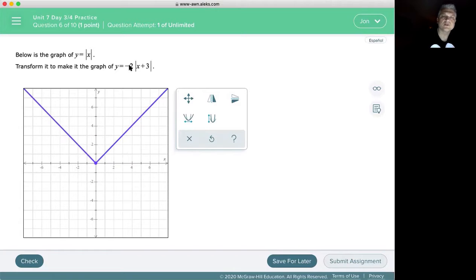All right, so what are we going to do here? PEMDAS, inside of the grouping symbol. These absolute value brackets are your grouping symbol. So what do we do first? We take care of the +3. If it's in the grouping symbol, we're going left or right. If it's plus, we are going to the left. So the +3, I would first say I'm going to translate, which means left, right, up, or down, and I'm going to drag it 3 units to the left.